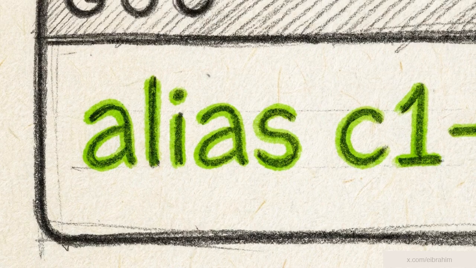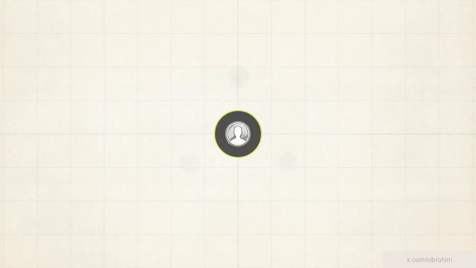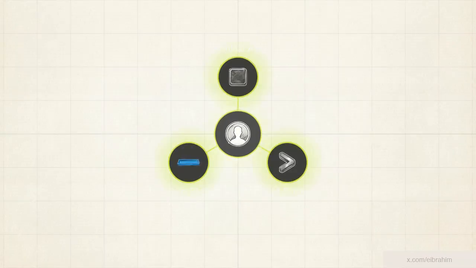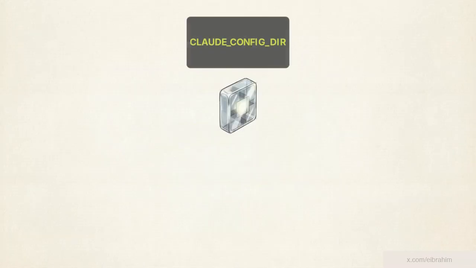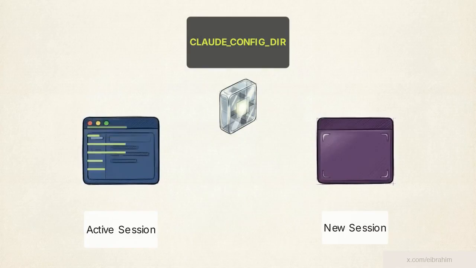By combining shell aliases, prompt indicators, and internal status lines, you've built a system that identifies which account is active at every step. Just remember one rule: your aliases only affect the next session you start. They won't change an active session that is already running in a different window.